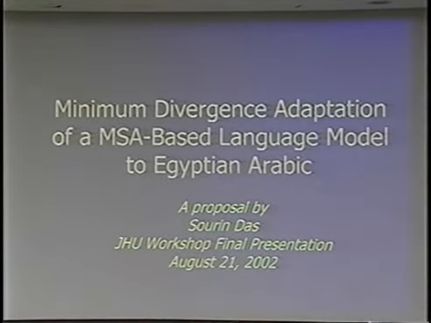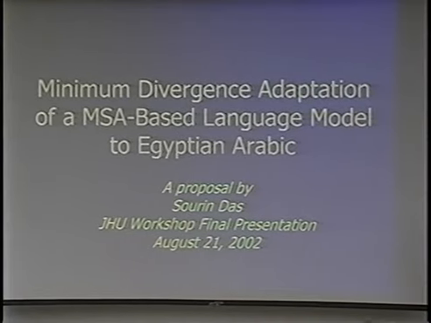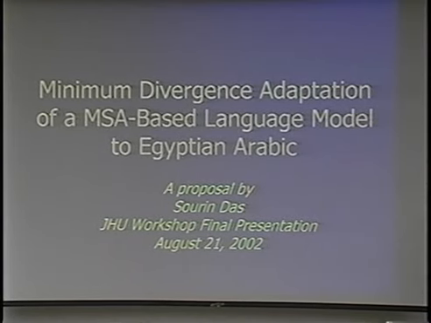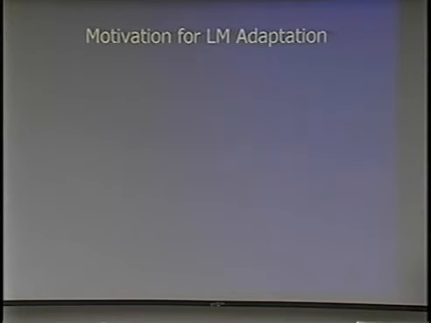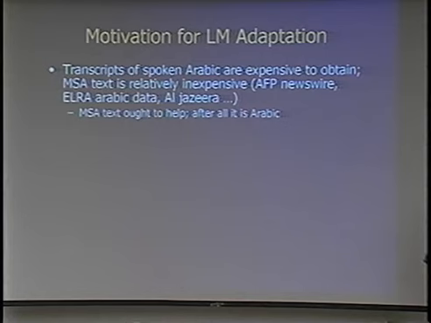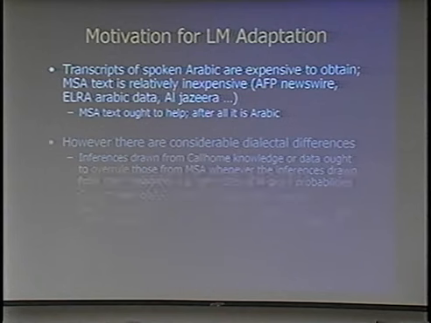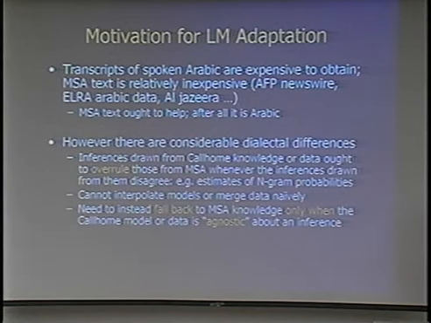Today I am going to present a proposal regarding adaptation of a modern standard Arabic-based language model to Egyptian Arabic. Now, as stated earlier by the previous speaker, Qualcomm data is too little to build an adequate language model, whereas for modern standard Arabic we have lots of data. But it has already been pointed out that there exists considerable difference between the two languages, and hence simple interpolation or merging of the data won't help in building a good language model.